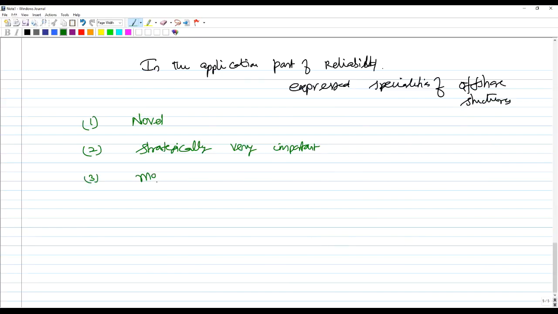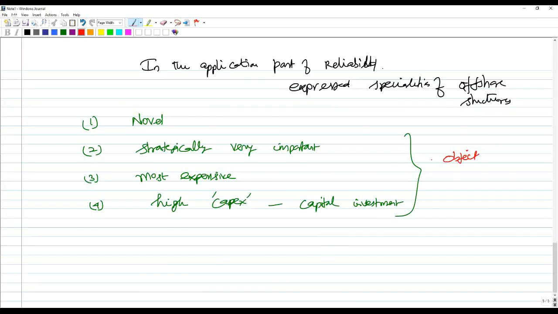Number 3, they are one of the most expensive structures that can be constructed. 4, there's a heavy investment, what we call capex. There's a heavy capital investment in these kind of structures. Now, friends, let us understand these 4 points and ask a question. Any object or any material or any system which attracts heavy investment will always be at risk.